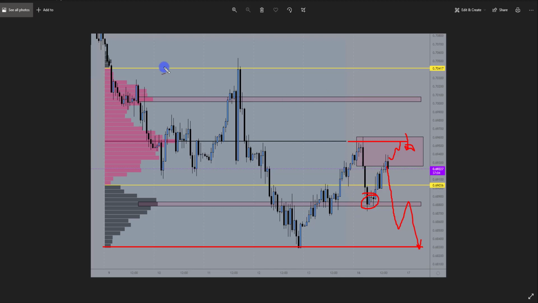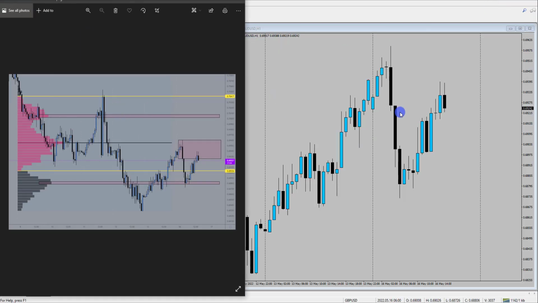Obviously there's a couple of other points to watch. Don't discount the value area high in here, and also this high volume node just above the 0.7 level, which is a strong level of resistance for Aussie US dollar. So again, these areas here could act as resistance in the short term. That's what I'm looking at here on Aussie.